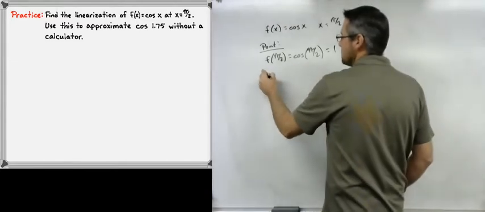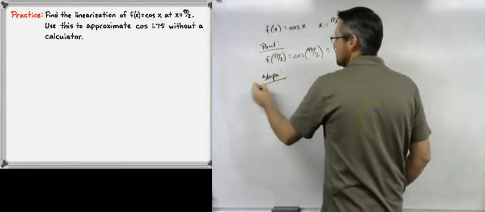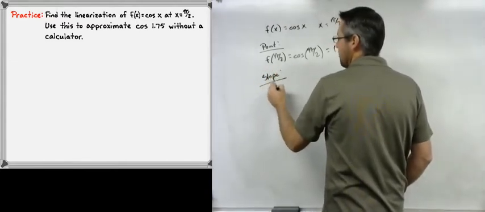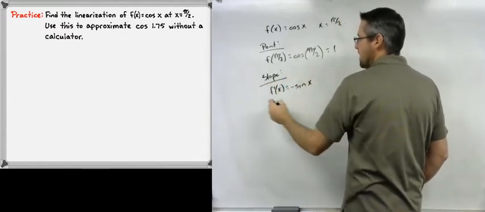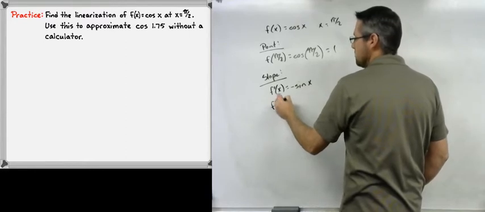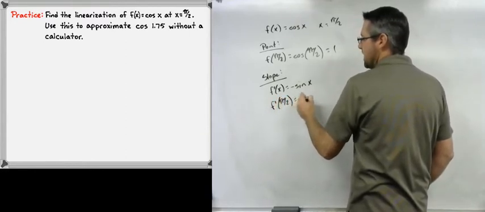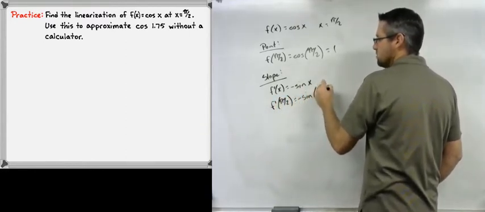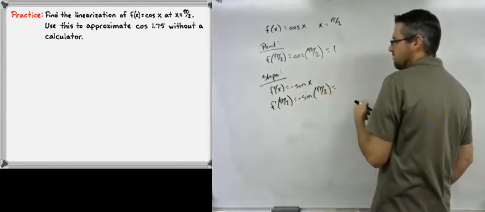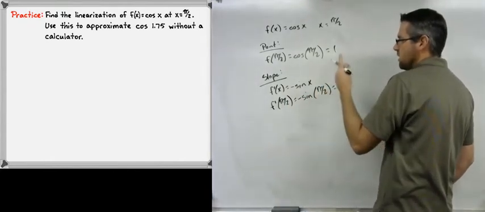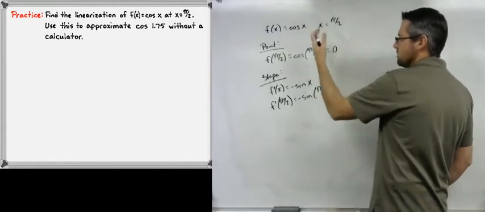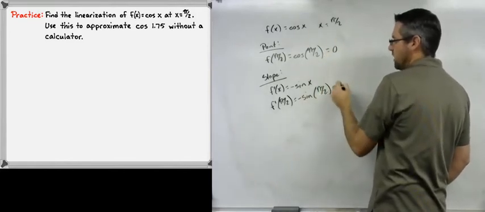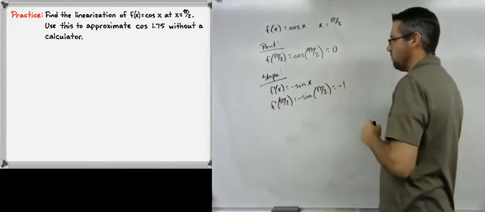And then we need to find the slope. We have to find f prime of x first. So f prime of x is equal to negative sine of x. And then we have to plug in pi over 2. So we get negative sine of pi over 2. Sorry, I got this wrong earlier: cosine of pi over 2 is 0. Sine of pi over 2 is 1, but we have a negative out front, so that's negative 1.